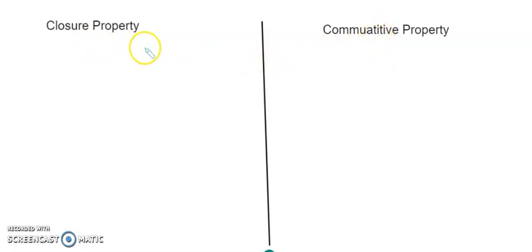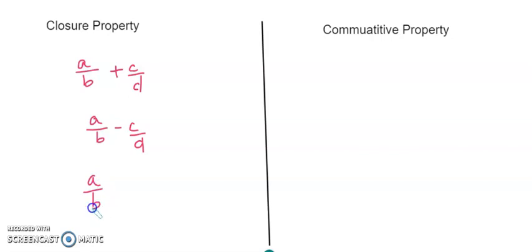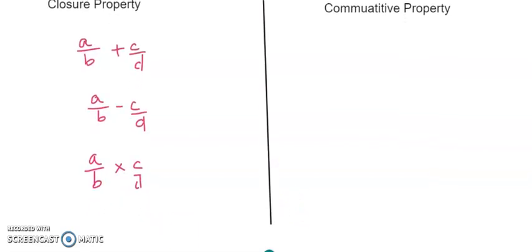And we also saw that closure property is applicable for addition. When we add two rational numbers, we get a rational number as the answer. When we subtract two rational numbers, we get the answer as a rational number. When we multiply two rational numbers, we get a rational number as an answer. Same way, when we are dividing two rational numbers, we are getting a rational number.